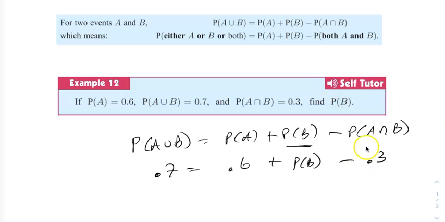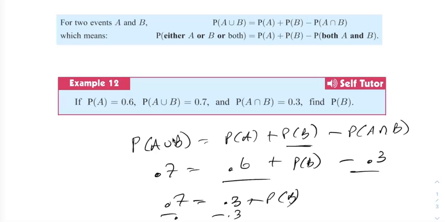Just substitute everything in. Probability of A is right here. Probability of A union B is right here. Do a little math, add up like terms. I get 0.7 equals 0.3 plus probability of B minus 0.3. So probability of B equals 0.4. So again, all we're doing is putting that equation to work.